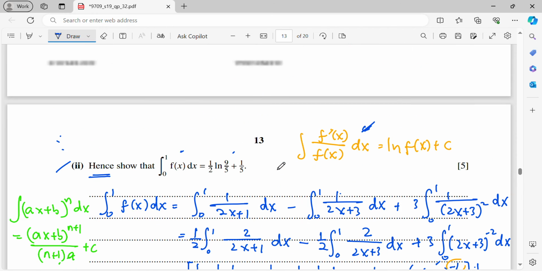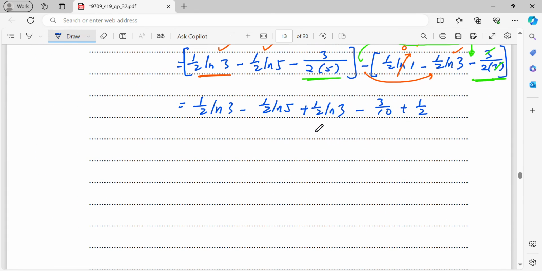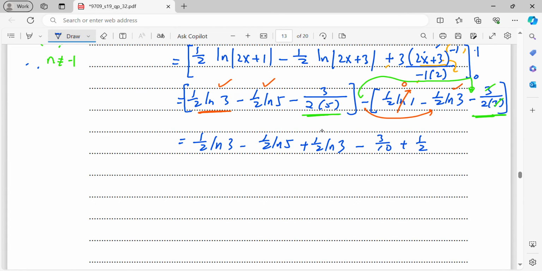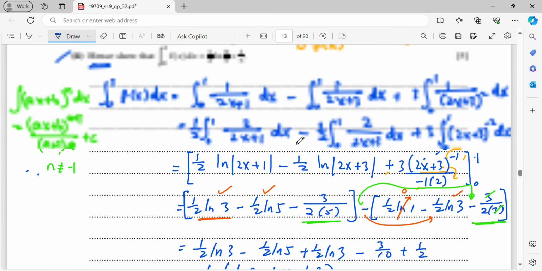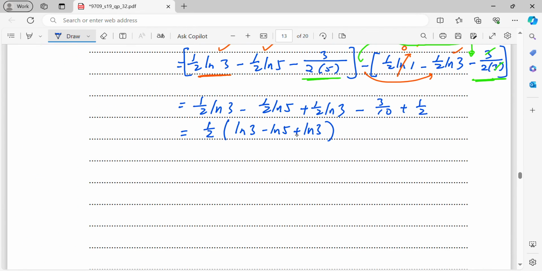Okay, now look at the answer. You need to show half ln 9 over 5 plus 1 over 5. That means here, I must factorize the half from the first three terms. So it will be ln 3 minus ln 5 plus ln 3. And then for the next term, I need to get one term only. So minus 3 over 10 plus half is basically plus 1 over 5.